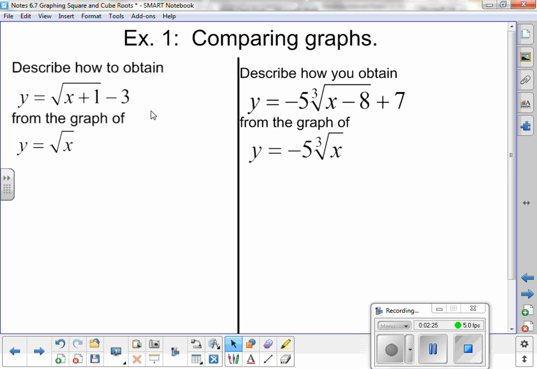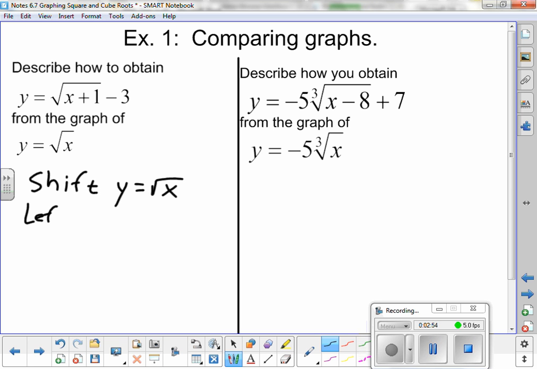All right, so example 1, comparing graphs. So we know h and k are shifting. So your h here is a 1, your k is a -3. Now h is actually a -1 because remember inside opposite. So if I'm taking the square root of x, and then I get to this one, that means that I shifted to the left one and down 3. So describe how to obtain the graph: you would shift y equals square root of x to the left one and down 3. You could also say there is a horizontal shift left 1 and a vertical shift down 3.